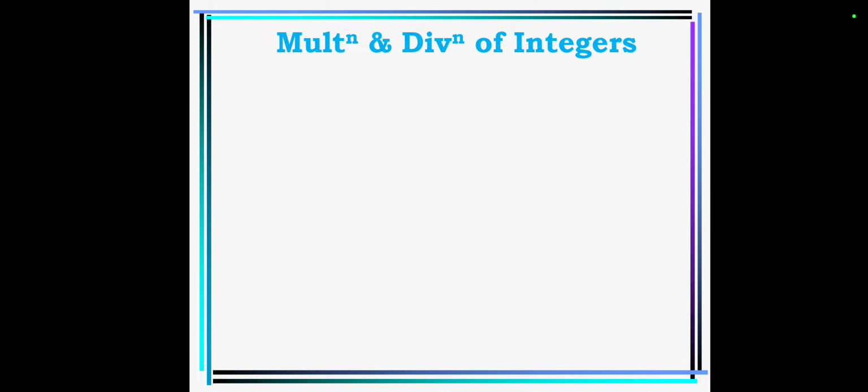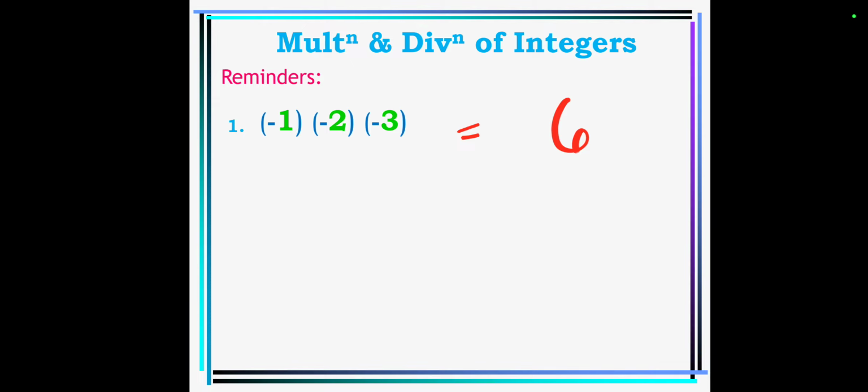Let's have some examples of multiplying and dividing integers. For example, this one, negative 1 times negative 2 times negative 3. We know that in number, the answer for this is 1 times 2 times 3, it's 6. Now, how about the sign? Is it positive or negative? Some of you might answer positive, but actually the correct answer is negative.